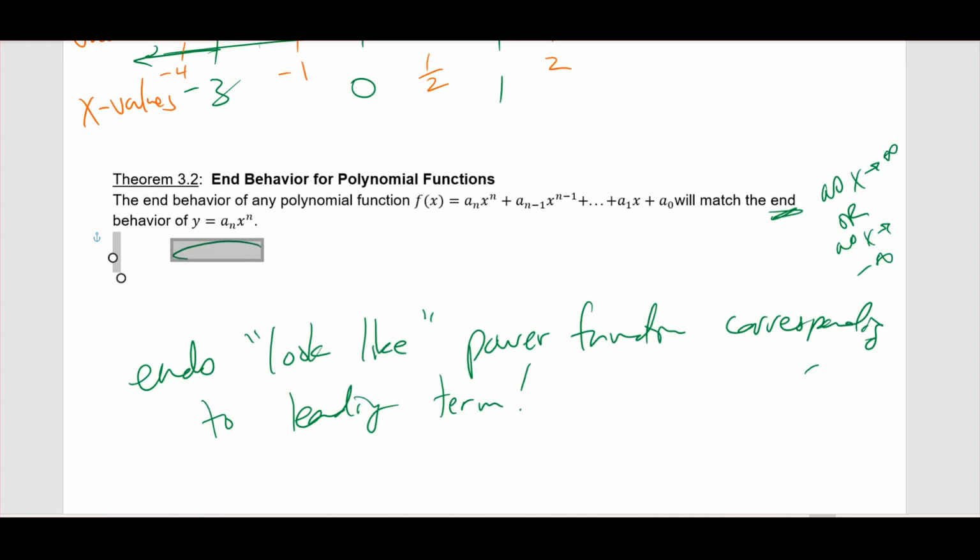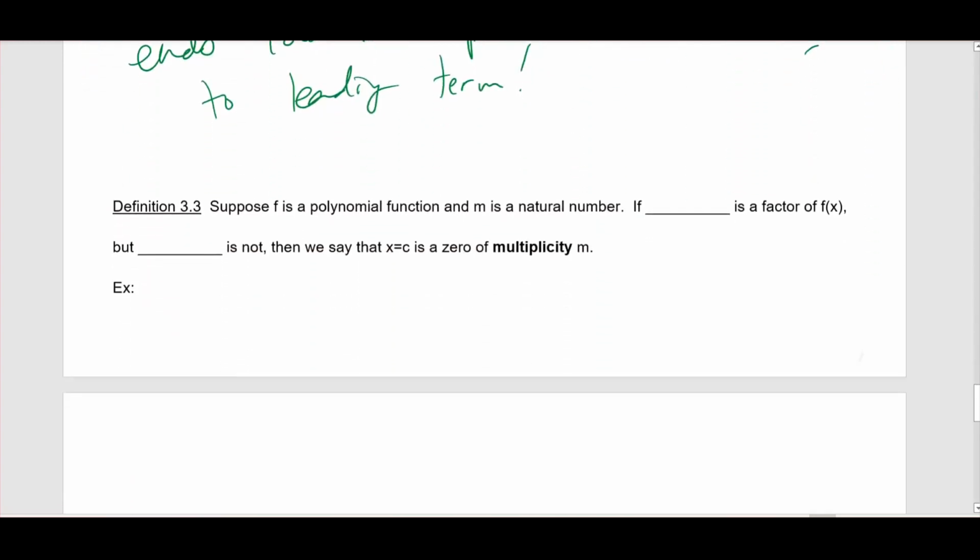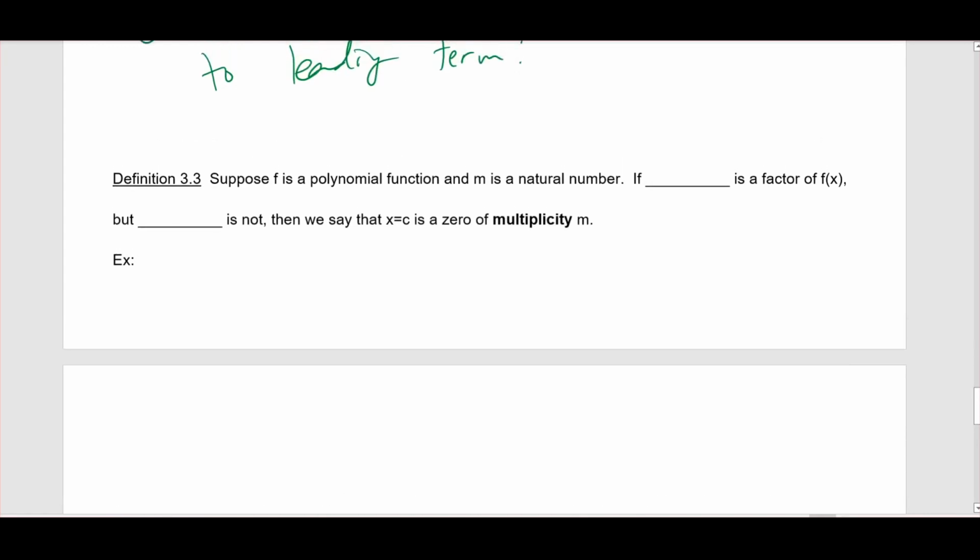We'll get back to end behavior in a second, but we've got another definition for multiplicity. So suppose f is a polynomial function and m is a natural number. Here we go. If x minus c to the m is a factor of the function, but x minus c to the m plus 1 is not, then we say that x equals c is a 0 of multiplicity m. So here's an example, because I know that that's kind of mathy looking. So here's our function, which is also going to be mathy looking, by the way.